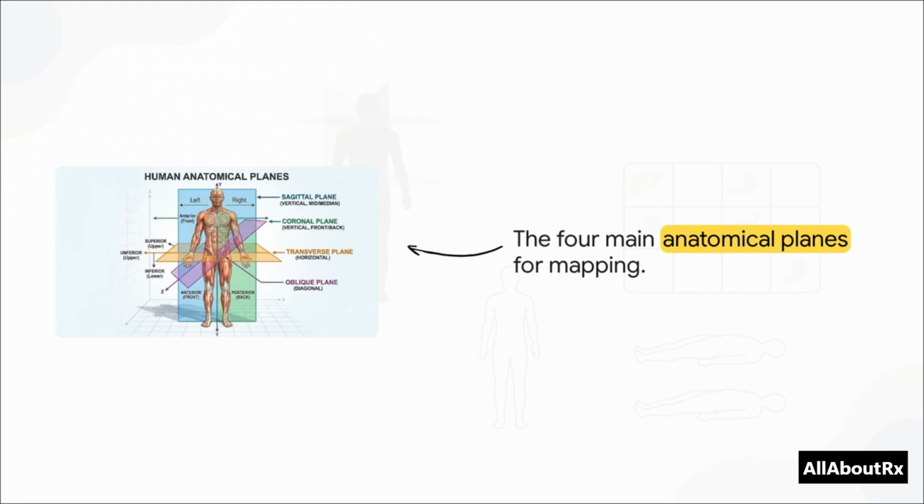The sagittal plane is a vertical cut that creates left and right sections. The coronal or frontal plane is another vertical cut, but it creates anterior or front and posterior or back sections. The transverse plane, which is also known as the axial plane, is a horizontal cut, dividing the body into superior, upper, and inferior, lower sections. And the oblique plane? Well, that just handles any diagonal, odd angles that aren't perfectly straight up, down, or across.